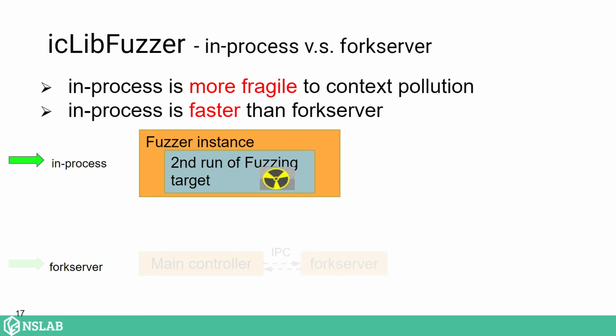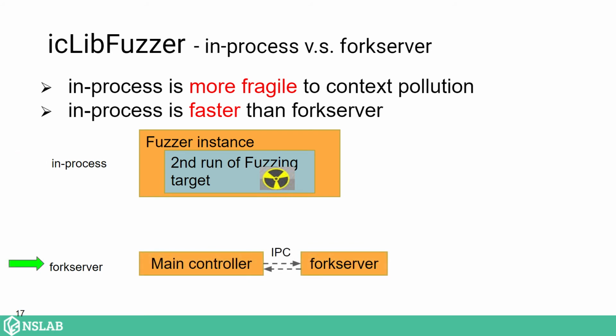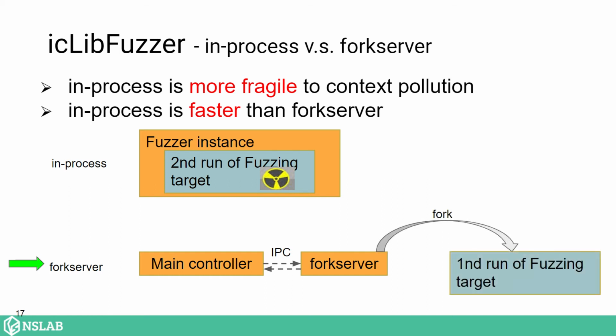In contrast, for the ForkServer design, the fuzzer instance consists of a main controller and a ForkServer, and we fork the fuzzing target from the ForkServer. Thus, the contexts are isolated between the fuzzing target and the fuzzer instance. So as the animation shows, even if the fuzzing target pollutes the context, when the fuzzing target exits, the pollution will be eliminated and will not influence the succeeding runs of the fuzzing target.